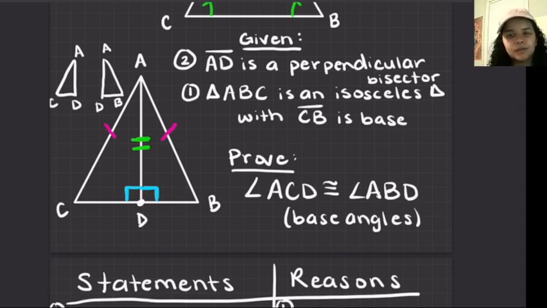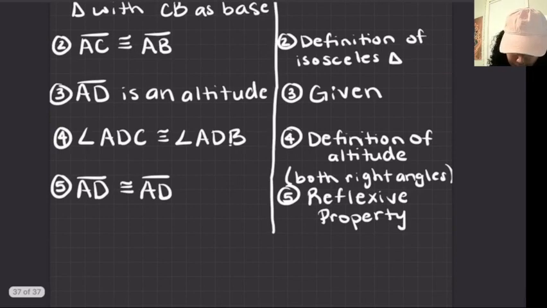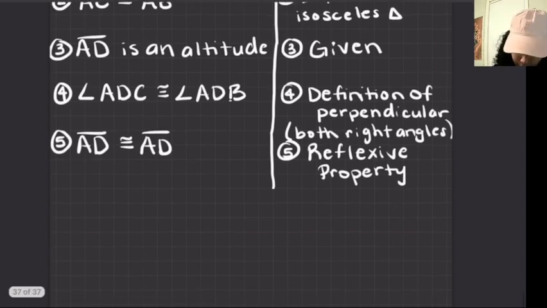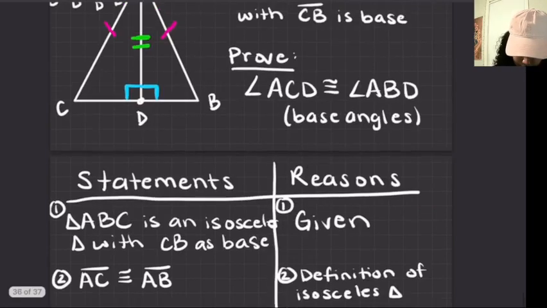So saying that AD is an altitude is not enough information. So instead, I'm going to let AD be a perpendicular bisector. So doing that, perpendicular. Okay, so that is the definition of perpendicular. We can leave the fifth statement as is, and now we can add another statement here.